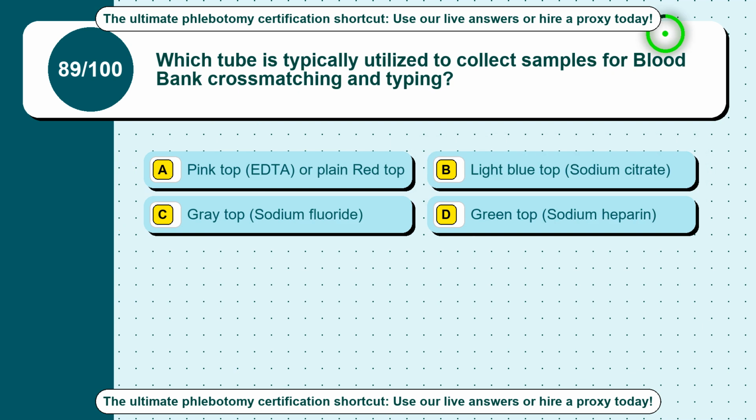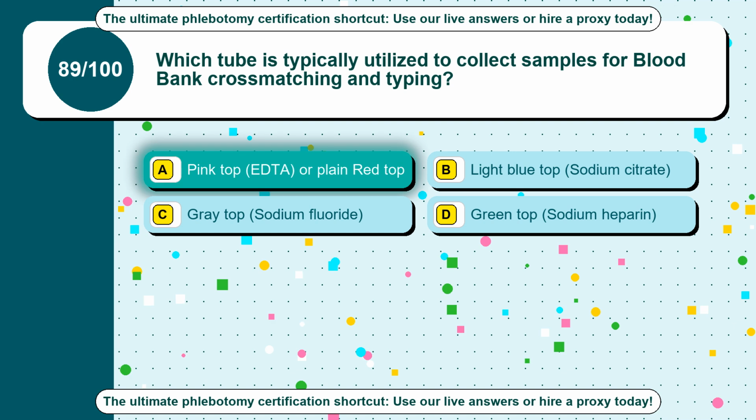Question 89. Which tube is typically utilized to collect samples for blood bank cross-matching and typing? Option A, pink top, EDTA, or plain red top. Option B, light blue top, sodium citrate. Option C, gray top, sodium fluoride. Option D, green top, sodium heparin. The correct answer is option A, pink top, EDTA, or plain red top.